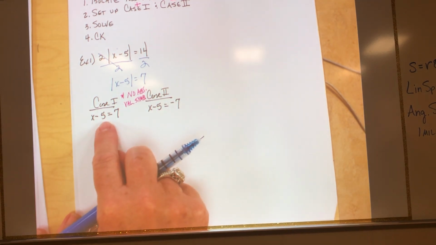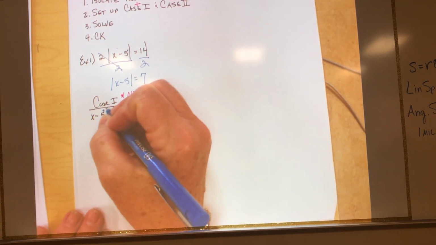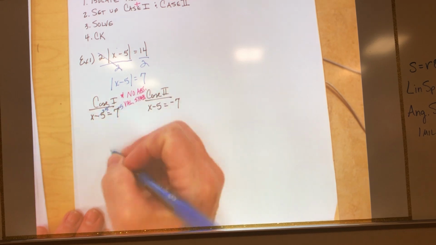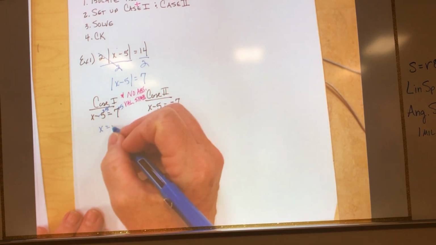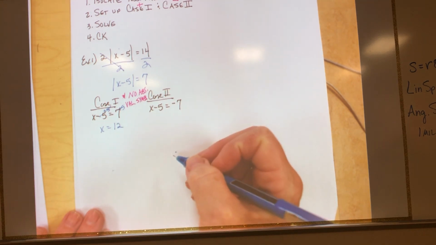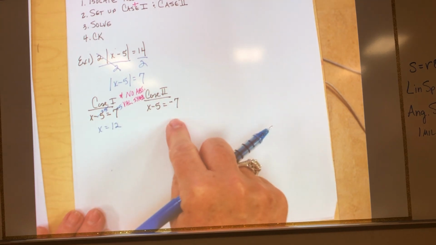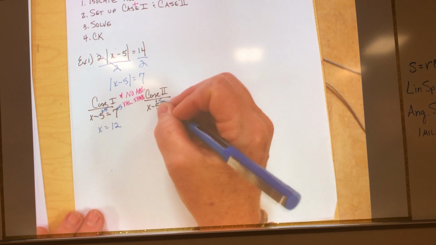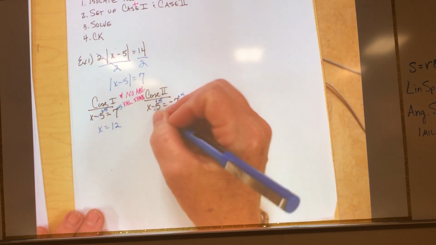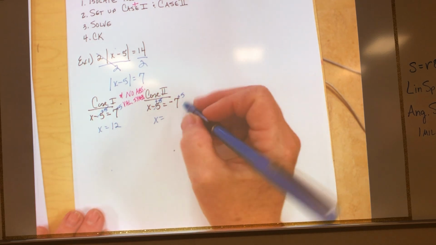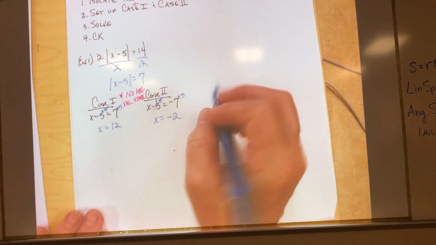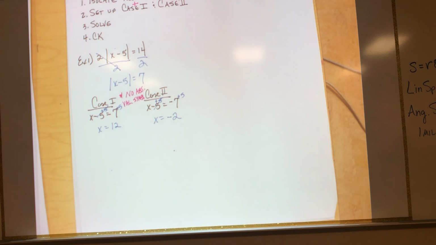So let's solve this one. How do I solve for x? Plus 5. Plus 5. On the left, it goes away, and x is equal to, what's 7 plus 5? 12. All right, now I'm going to do the exact same thing on the right-hand side. Plus 5 and plus 5. X is equal to, what's negative 7 plus 5? Negative 2.